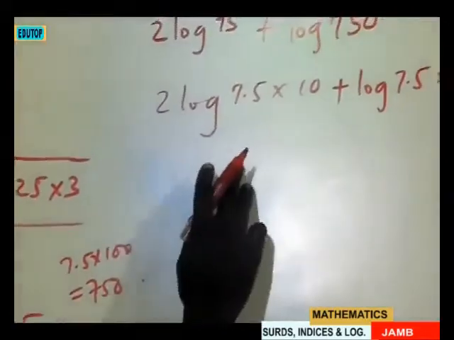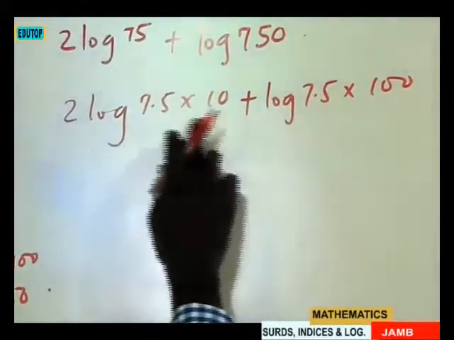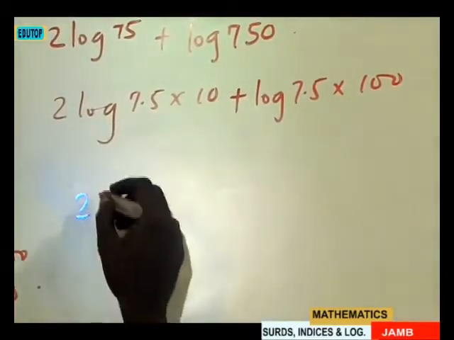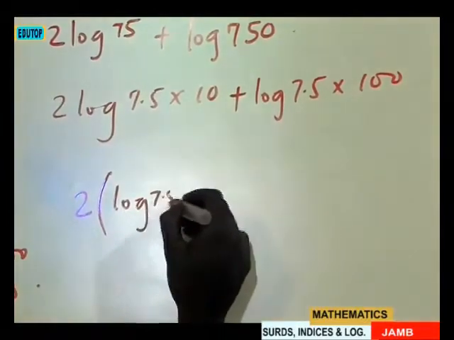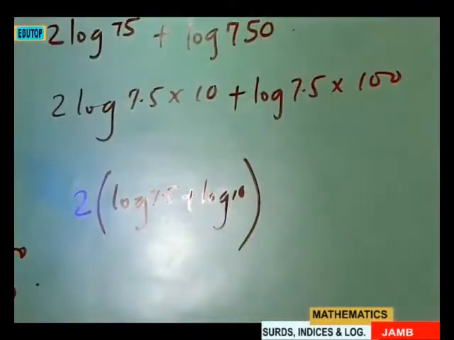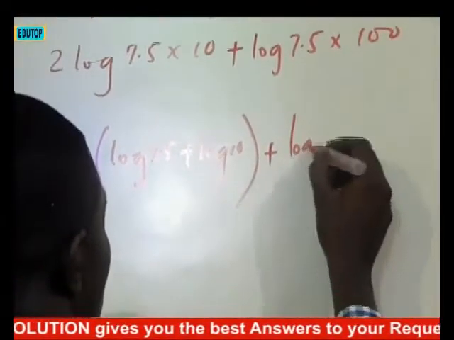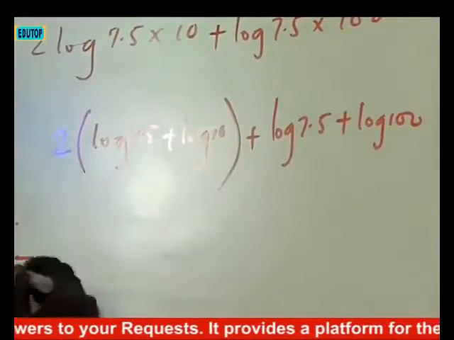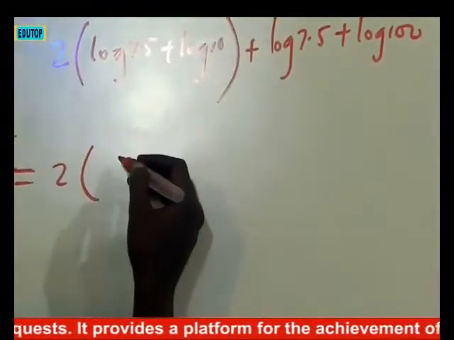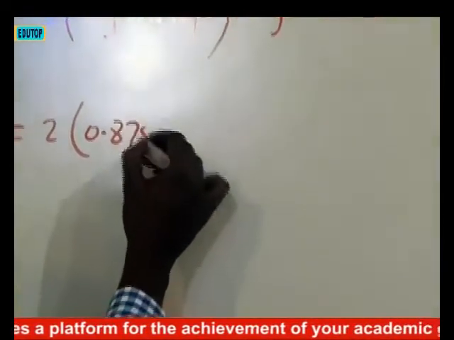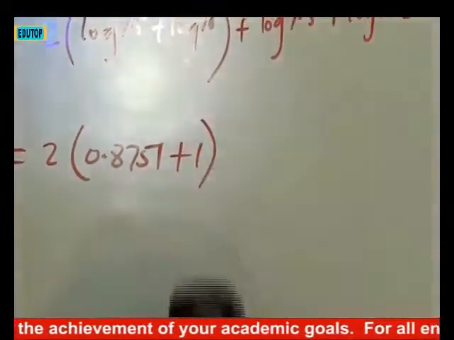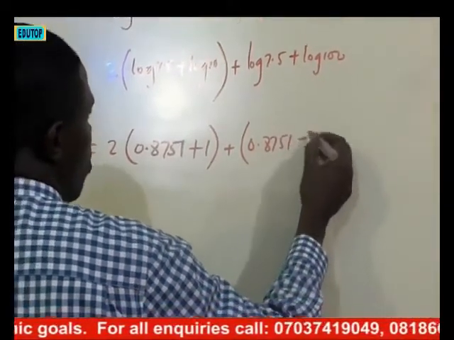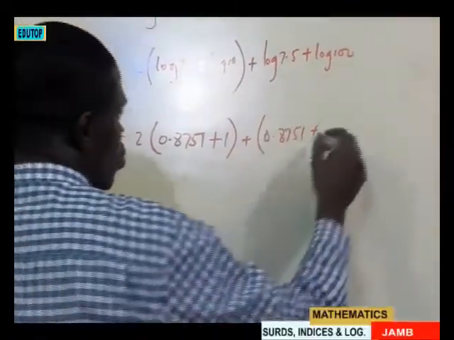So here, I know that in the law of logarithms, when you have a multiplication, it automatically becomes addition. So I can put this 2 outside: 2 into log 7.5 plus log 10. Plus, this one becomes log 7.5 plus log 100. So here I have 2 into, what is log 7.5? That was given in the question to be 0.8751. What is log 10? Log 10 is 1. Plus, what is log 7.5? 0.8751. Plus, what is log 100? Log 100 is definitely 2. So I put my 2 here.